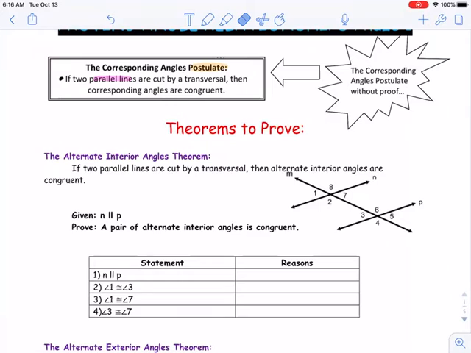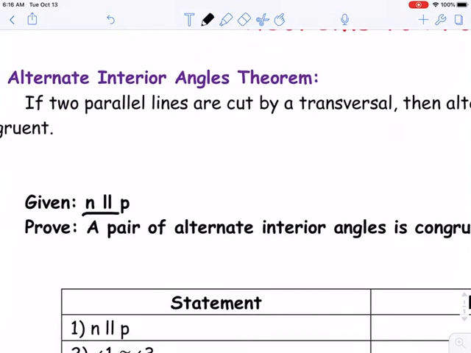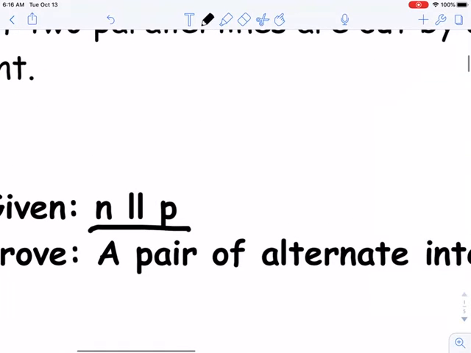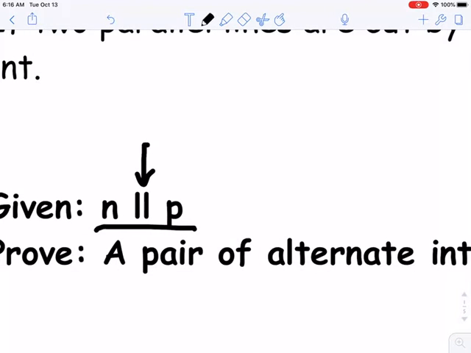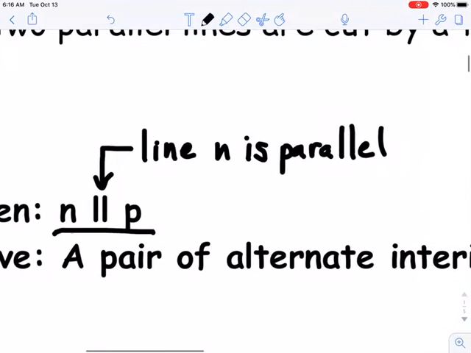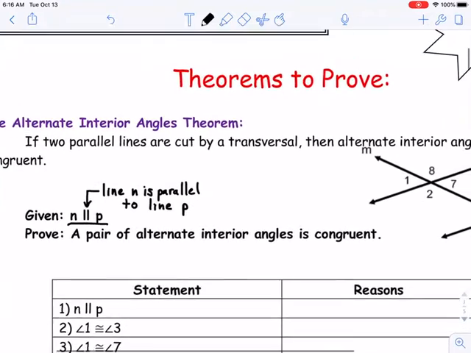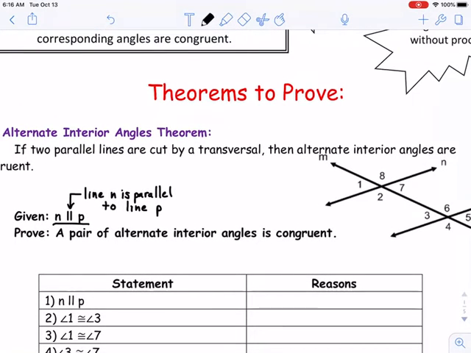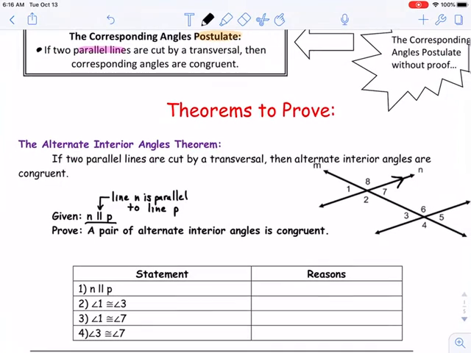So we're going to start off with the alternate interior angles theorem. If two parallel lines are cut by a transversal, then alternate interior angles are congruent. And again, a good habit to get into, it says given lines are parallel. Remember, this is the notation. This reads line N is parallel to line P. Remember, that's what that notation reads. Anywho, all right, we like to draw on our pictures, all right? So I'm going to note that they're parallel, all right?